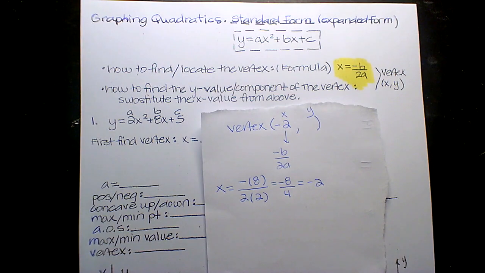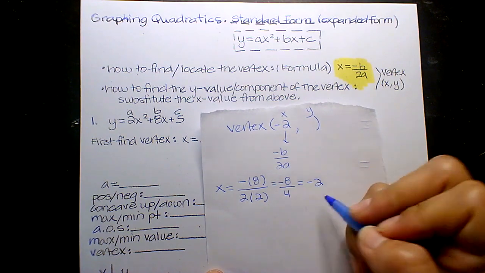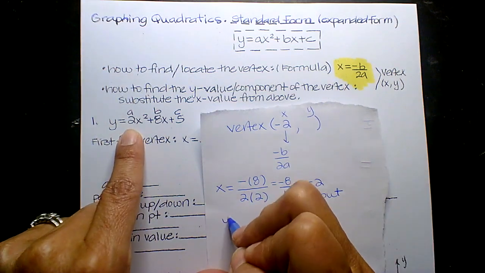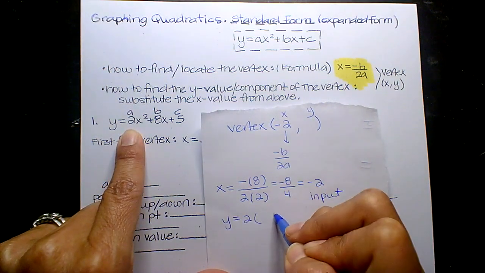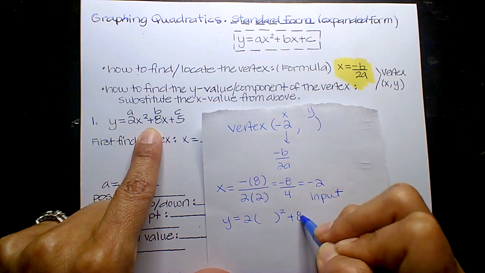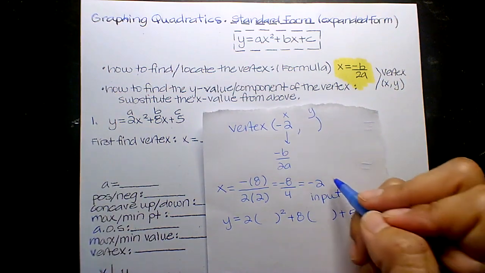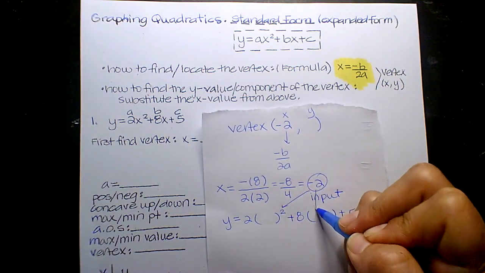Negative 2, and then I have to find out what the y value is. But that's easy, right? It's just input, output. Take that negative 2, make it your input by substituting it into your original function. Don't change anything. This negative 2 is going to get put here and here.